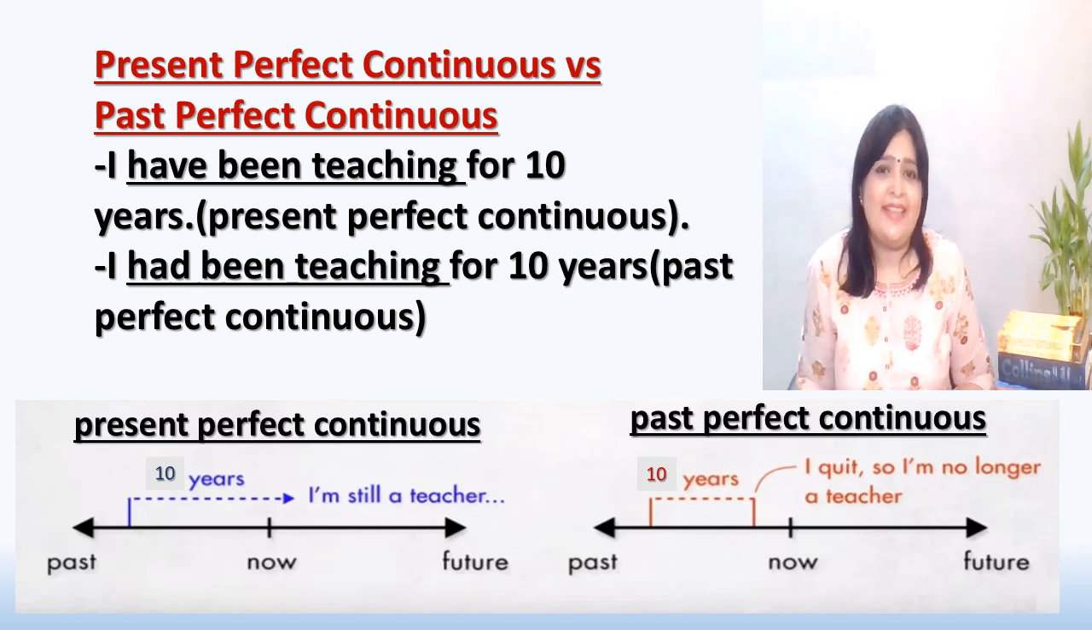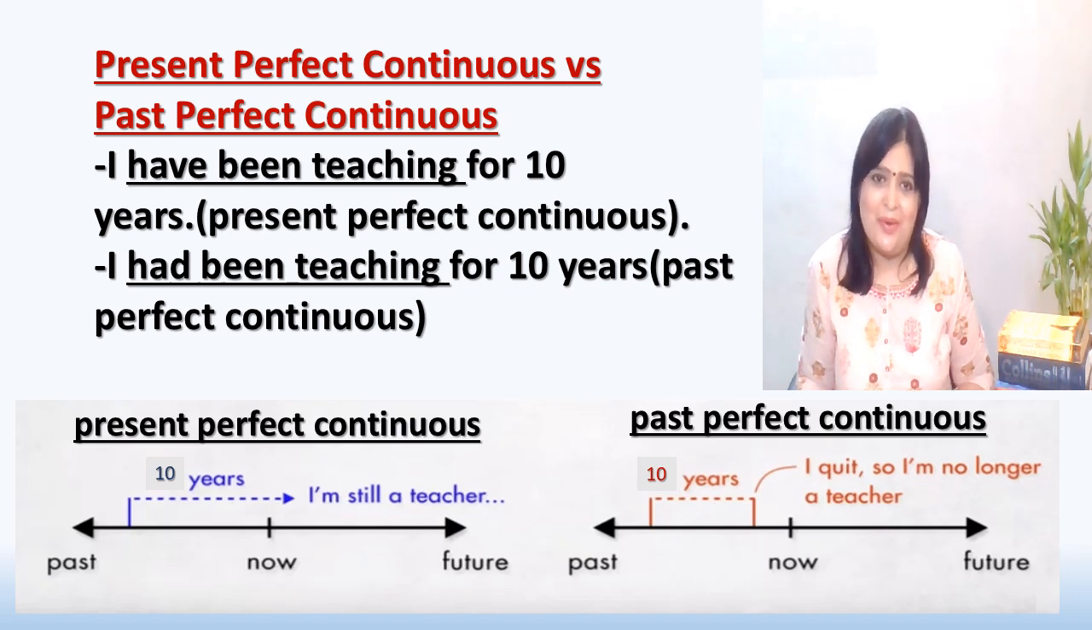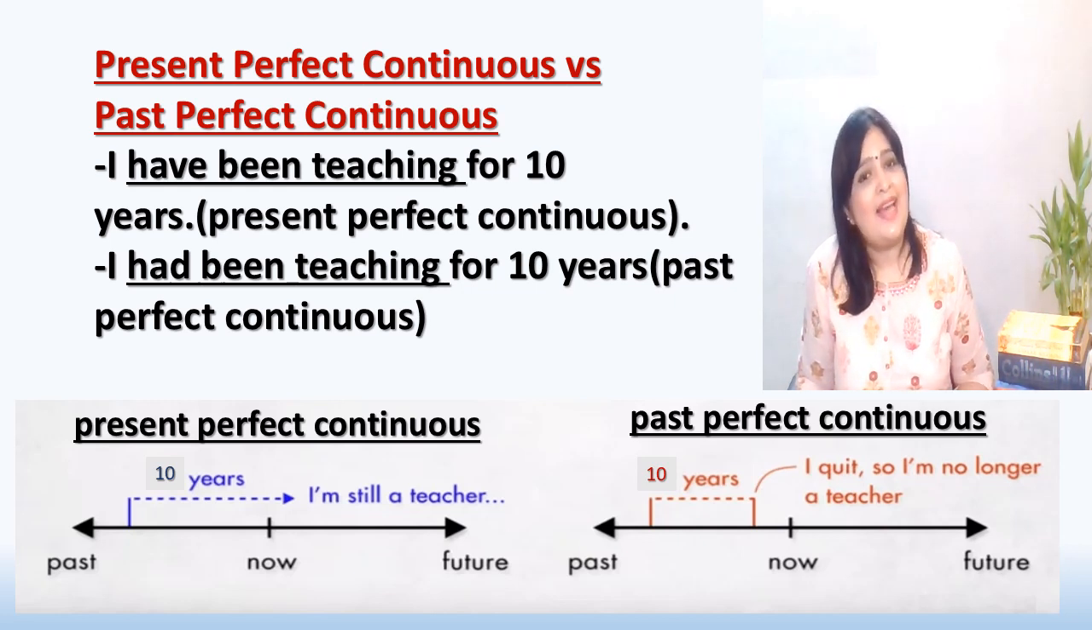Means I started teaching 10 years back. And in 2010 I started teaching and today it is 2020. So 10 साल पहले मैंने पढ़ाना शुरू किया था और मैं अभी भी पढ़ा रही हूँ. I am still teaching. This is I have been teaching. Present perfect continuous form. And let us look at past perfect continuous form.